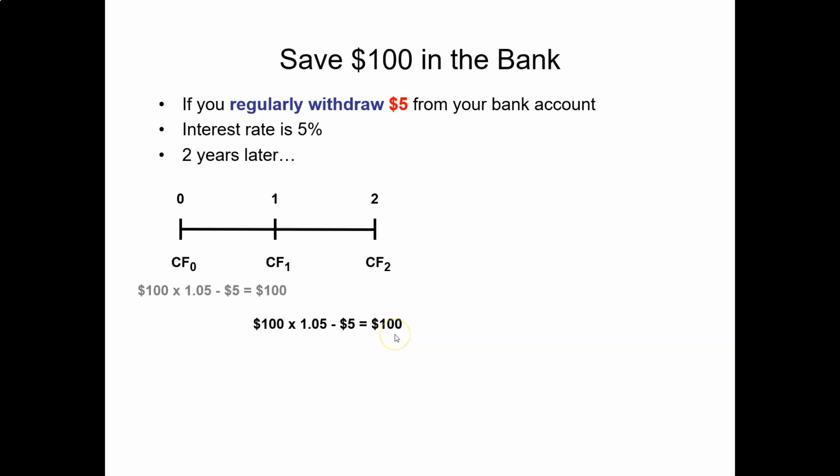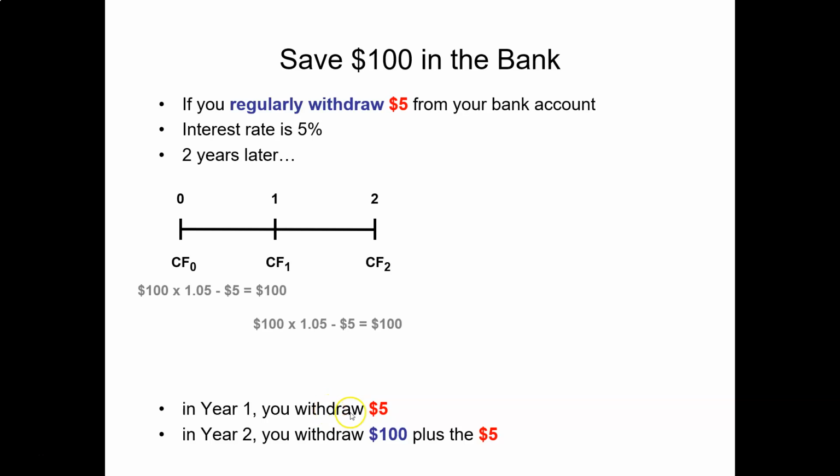For the remaining $100, you can decide to leave it in your bank account, or you can withdraw the $100 and buy the movie tickets. So the cash flow will be $5 in year 1 and $5 in year 2 plus $100 in year 2.